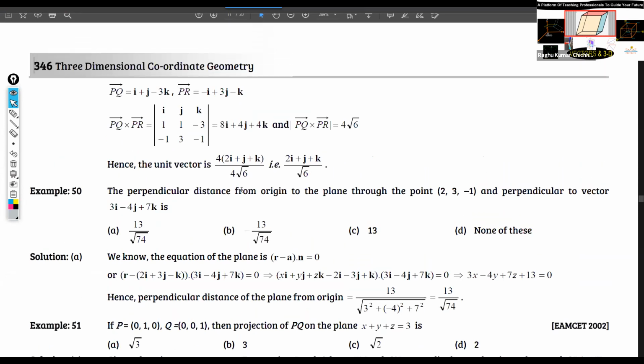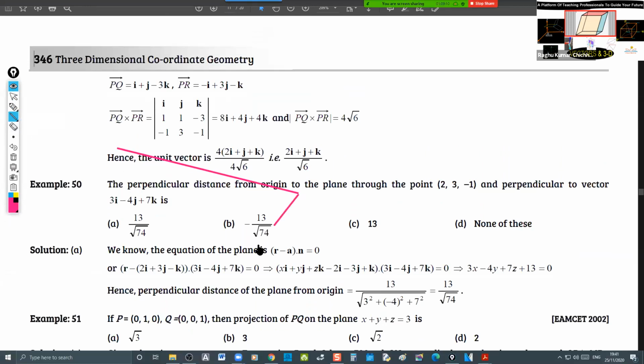Projection of PQ on the plane. Next. PQ are given. P is 0, 1, 0. Q is 0, 0, 1. Yes, sir. And the plane is given to be x plus y plus z is equal to 3. You have to find out the projection. Projection we already did in the vectors. This is the plane given. Let me say x plus y plus z is equal to 3.